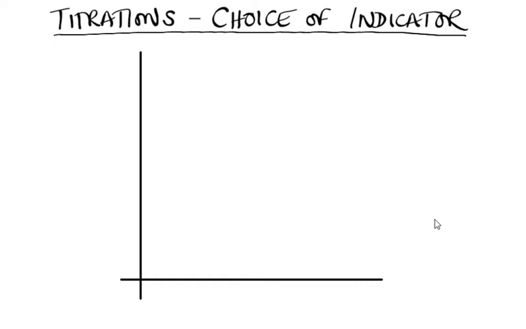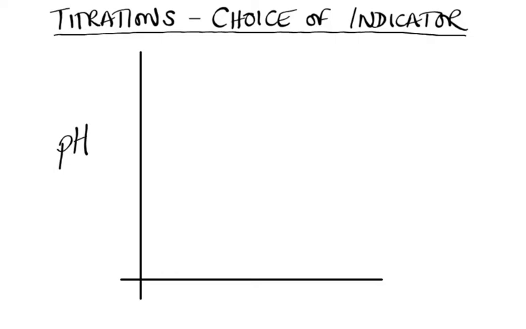In this short video I'll try and explain how to choose an indicator given the type of titration that you're doing with strong or weak acid and alkali. So to start with, let's have a look at the pH curve that we draw.